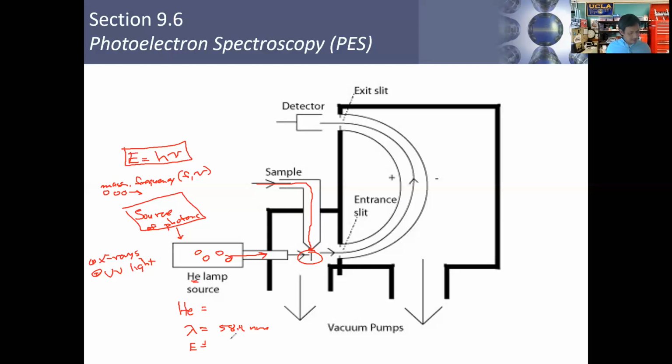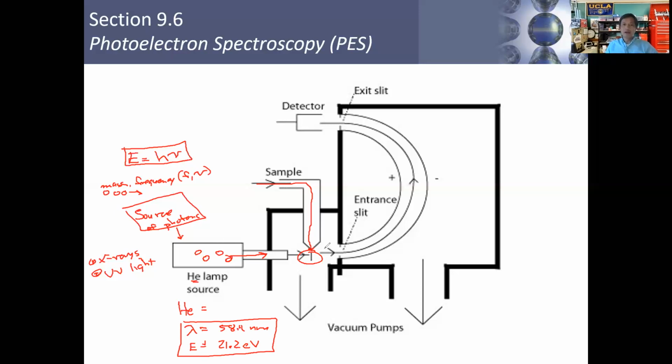It's approximately 21.2, and we measure it in electron volts. You can convert that to joules. So the helium photons have these properties. That means these helium photons are being shot out at this energy, and they have enough energy to expel electrons when they collide with the atoms here.